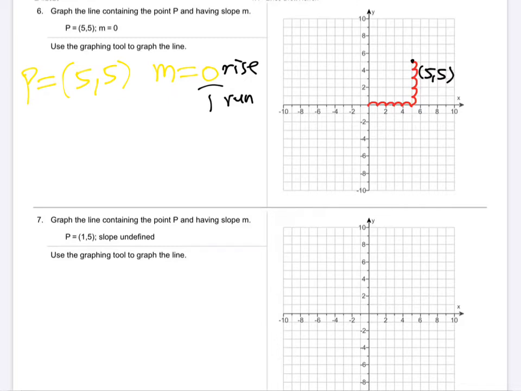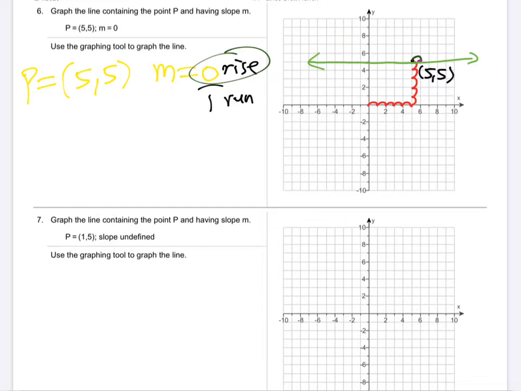Zero rise, a perfectly flat line, huh? No rise to it. So that's exactly correct. From this point, you just go up 0, okay, I did, and over 1. So there's the second dot, just 1 to the right, and therefore the line must go right through those two. It's a perfectly flat line. A slope of 0 is a perfectly flat line.